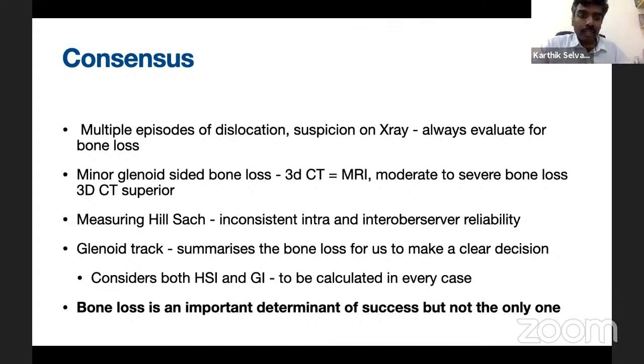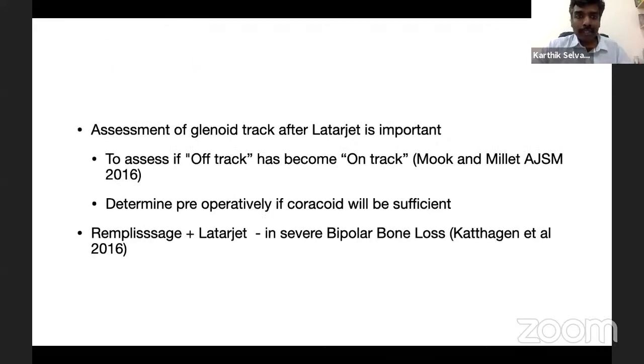Now, the track has given us a very good tool to understand how the bone loss on either side interacts, and that has given us a good way to make decisions. But again, as reiterated by everyone, earlier everyone was saying that arthroscopy is not the only tool to manage shoulder instability. Likewise, bone loss is not the only determinant of success. It is a very important determinant of success, but it's not the only one. So look at other factors also.